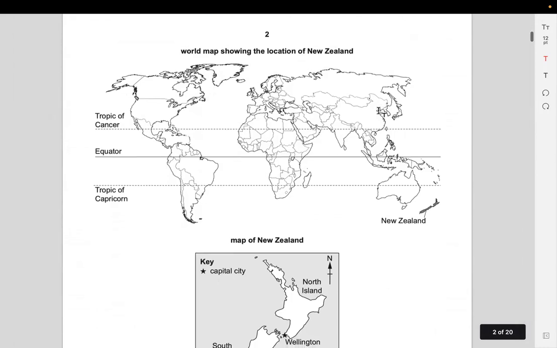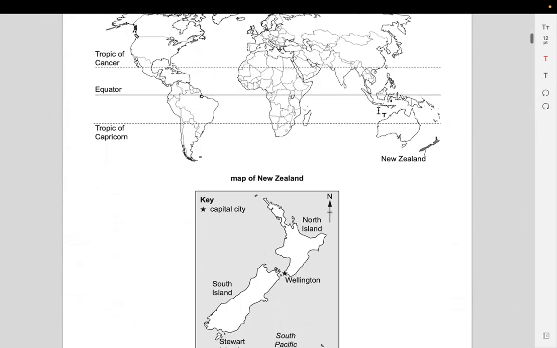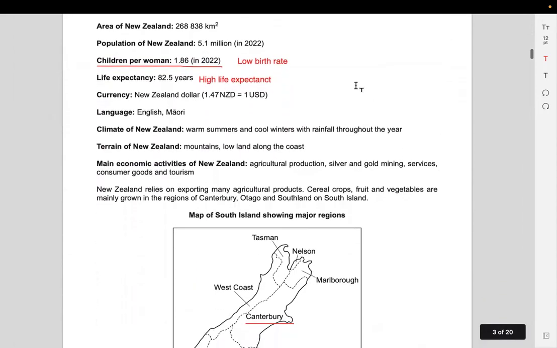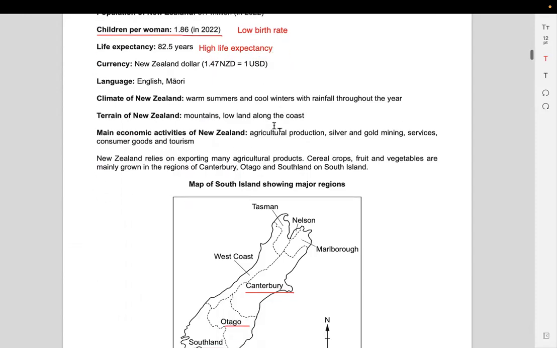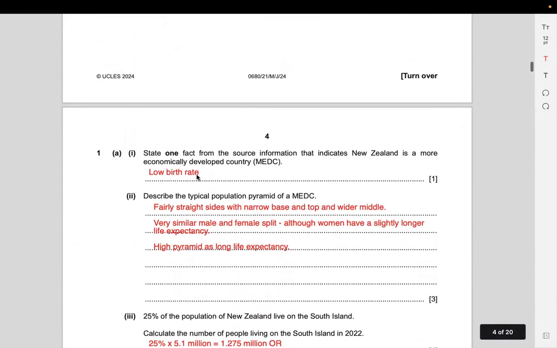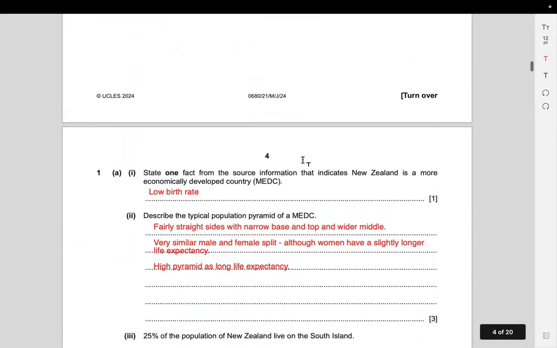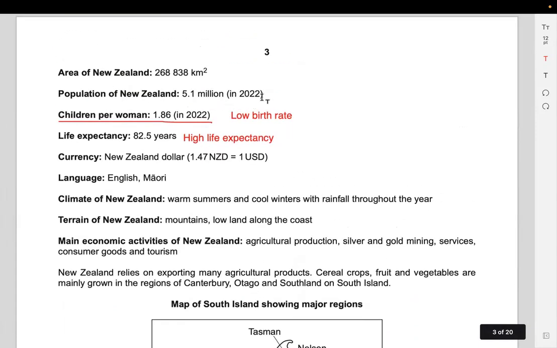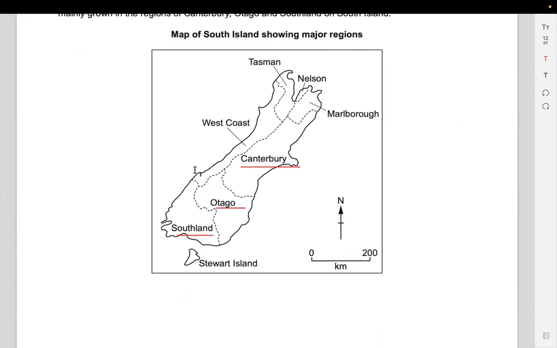Basically it starts out about New Zealand. It gives us a map of New Zealand and tells us a little bit of information. Oops, there's a typo there. Let's sort that out. So the first question is: state one fact from the source information that indicates New Zealand is a more economically developed country, an MEDC. So that's why I'd got this writing on here, because I was like, okay, let's look at the facts. We've got a low birth rate, 1.86 children per woman, and high life expectancy. Either of those is going to show it's an MEDC.